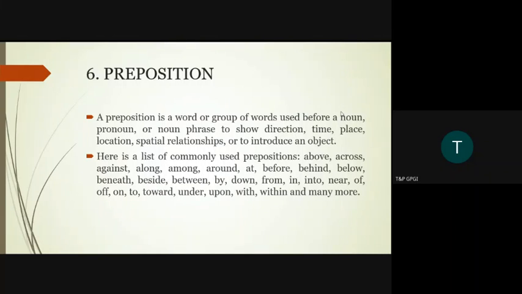But what do prepositions do? Preposition shows a direction, time, space, or location, or a relationship to an object, or it introduces the object. It introduces the noun. Okay.